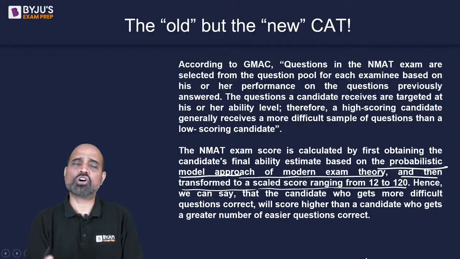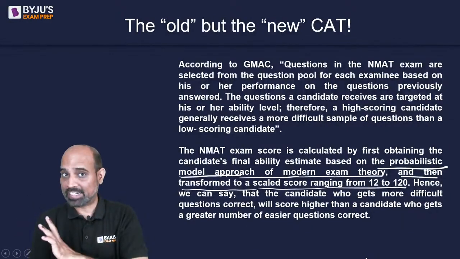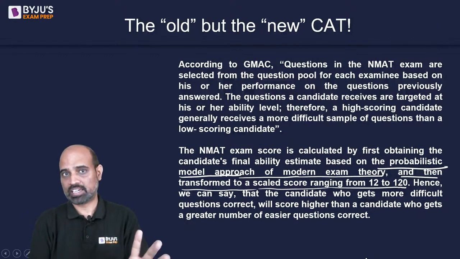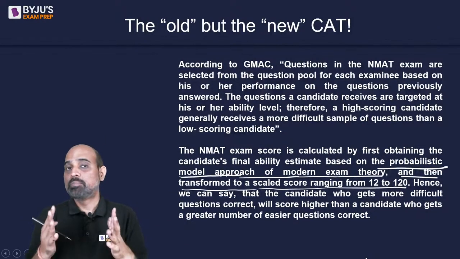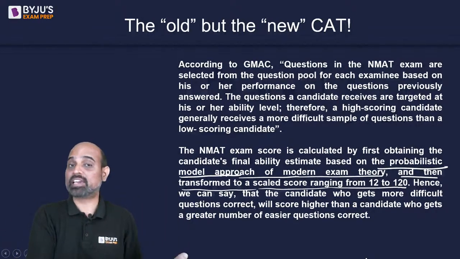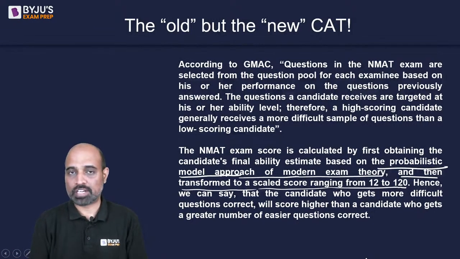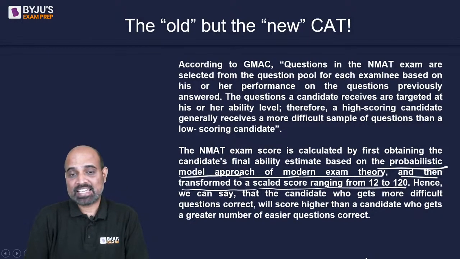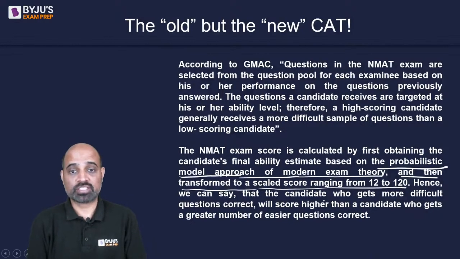The scaling is based on a lot of parameters, nothing to do with your CAD, nothing to do with your gender, nothing to do with what graduation you had done, or your work experience. Scaling is not related to that. Scaling has to do with how good you are in a particular section, topic, or type of question as compared to others. So the system looks at everybody's score simultaneously, whoever has written the exam so far, and then compares and decides. So we can say that the candidate who gets more difficult questions correct will get a higher score than a candidate who gets a lower score, right?